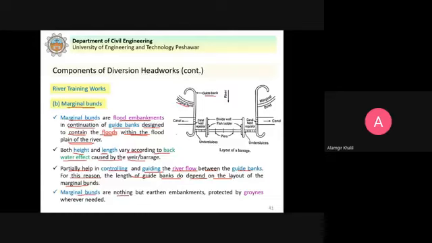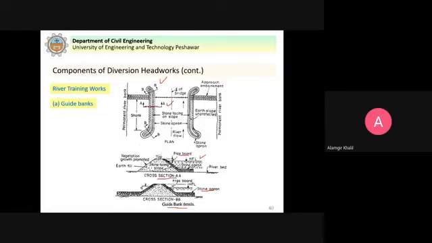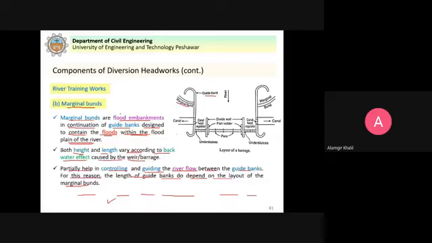Marginal bunds are nothing but earthen embankments protected by groins wherever needed. Just like you see here, embankments for the guide banks, same for the marginal bunds. So these are earthen embankments protected by groins wherever needed.